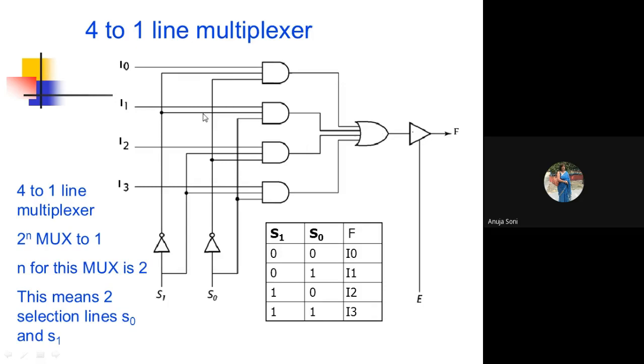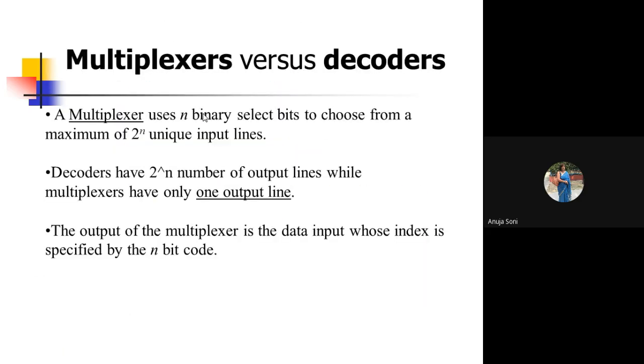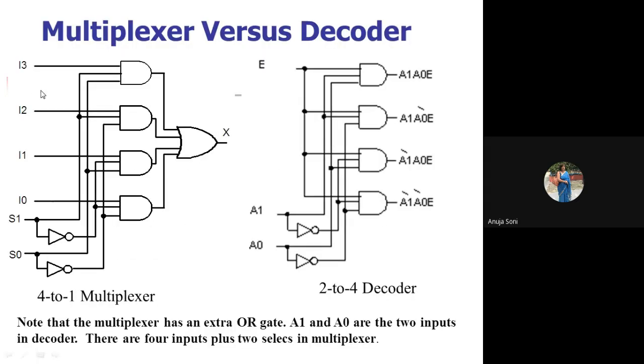So how does the truth table of this work? See, what is the difference between a multiplexer and a decoder? Briefly I'm going to explain, then I will switch back to the multiplexer as well. A multiplexer uses n binary select inputs to choose from a maximum of 2 raised to power n unique input lines.